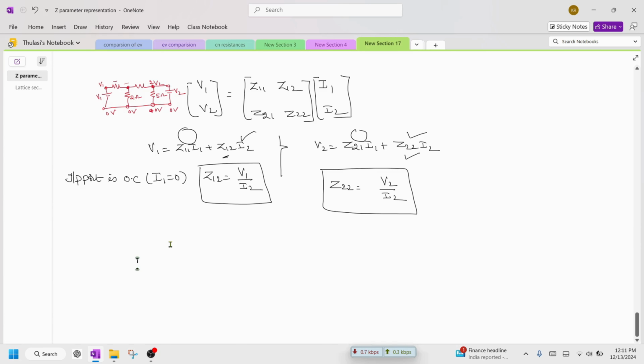So let's try to redraw. It's not getting dragged off. So I'm going to redraw the network. Here we have V1, and here we have one branch, and here we have another branch. This is 2 ohm, and we have another branch and another branch, and excited with V2. So these values are 1 ohm, 2 ohm, 3 ohm, as well as 5 ohm.